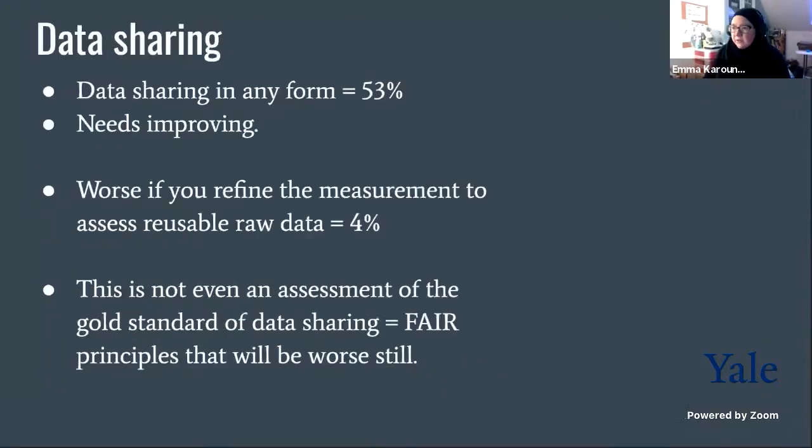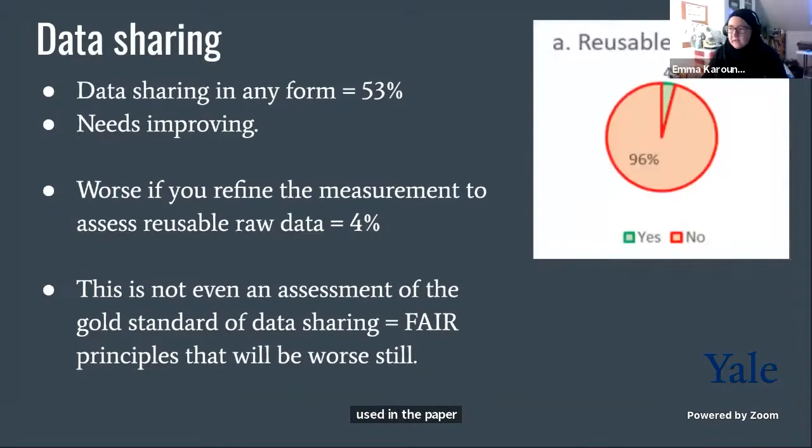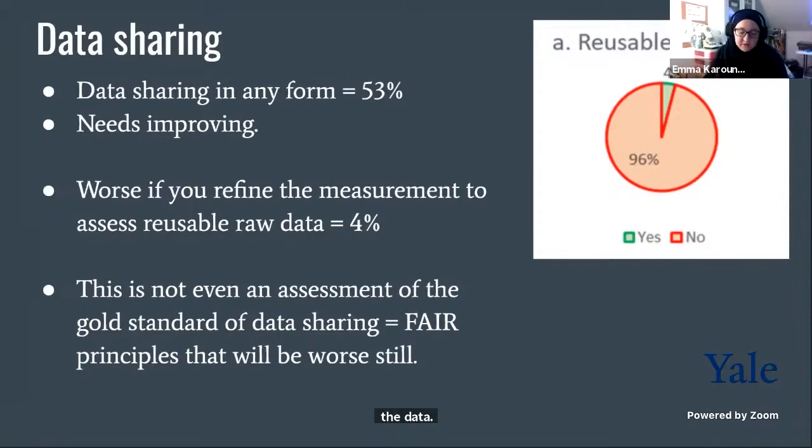So what did I actually find? In terms of data sharing in any format, data sharing within this data set of articles was 53%. This obviously needs improving, because ideally we want everybody to share their data if possible. But I then assessed the quality of data for reusability, meaning whether there was raw data in a supplementary file or in an open repository associated with the article. I found this to be only 4% of my data set.